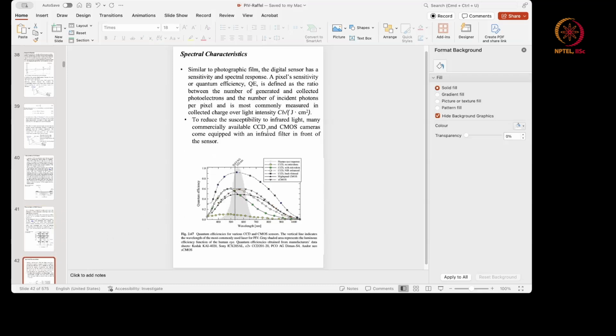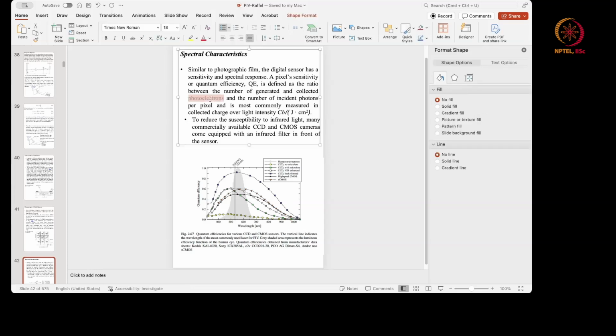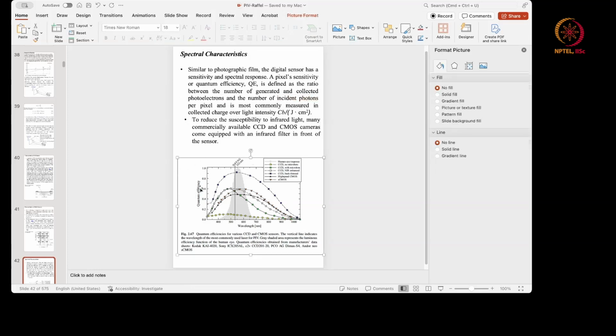Okay, so if you now look at the spectral characteristics of a camera, this is also important. Similar to a photographic film, the digital sensor also has a sensitivity and a spectral response. The pixel sensitivity is also called the quantum efficiency of the camera. It is defined as the ratio of the number of generated and collected photoelectrons to the number of incident photons. So the photons are incident and you generate a certain amount of photoelectrons. What is this ratio? The more photoelectrons that are released, the better the quantum efficiency of the camera.